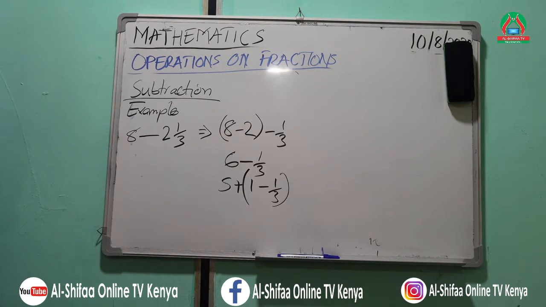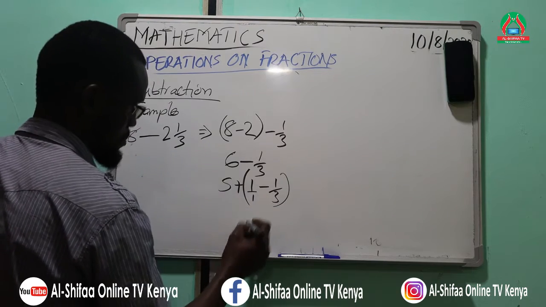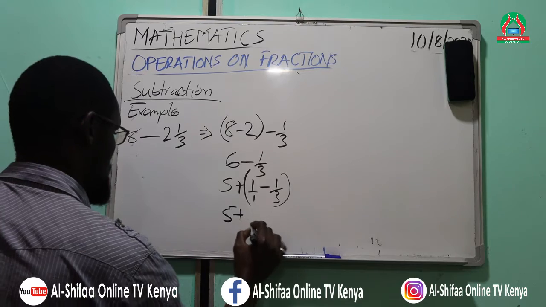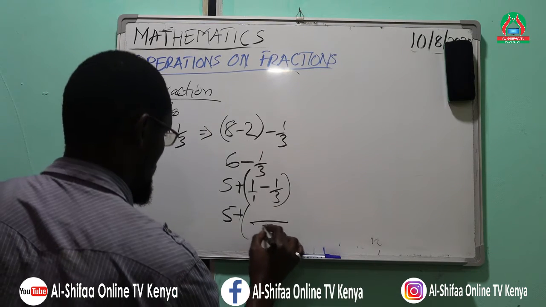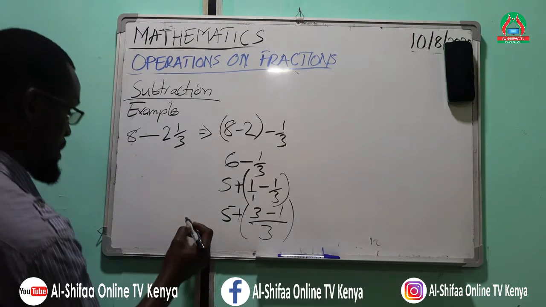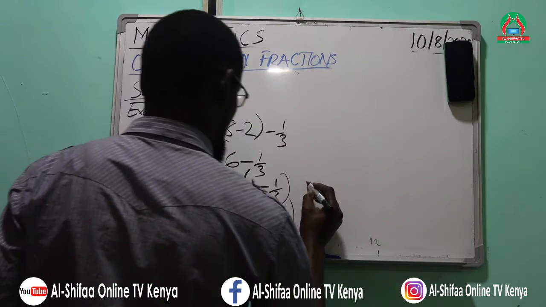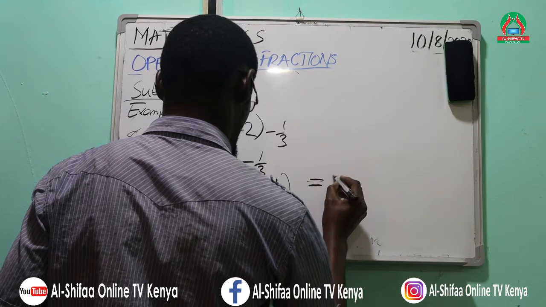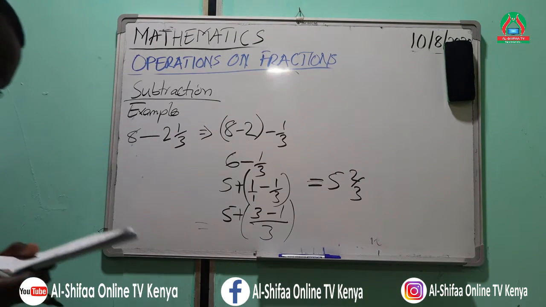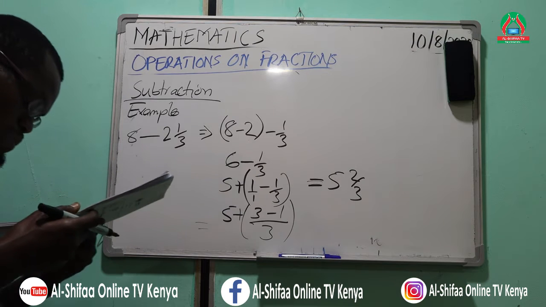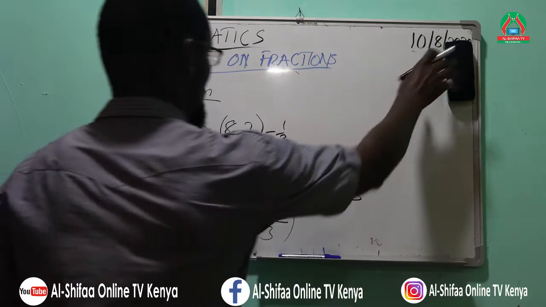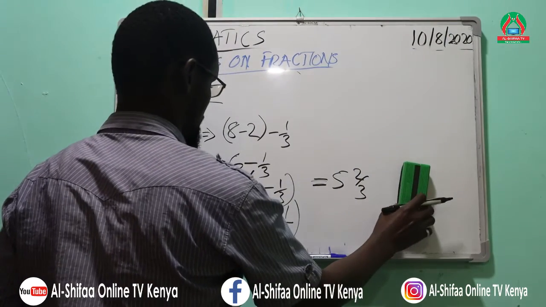So the LCM will become 3. So it becomes 5 plus into bracket 3 minus 1 over 3, which is equivalent to 5 and 2/3. Let's look into another example.